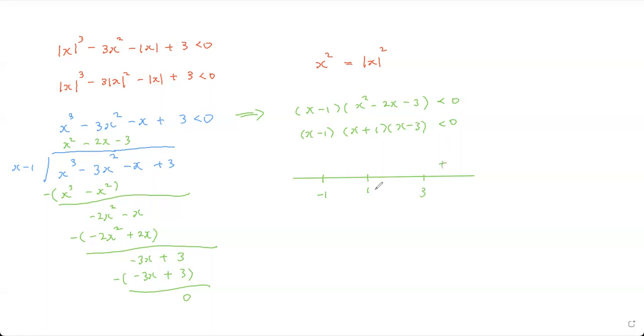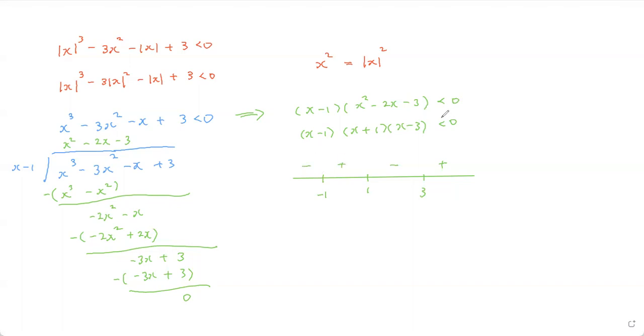Now I can choose any number between 1 and 3, let's say 2. I can substitute 2 inside here, the same thing, and I'm going to get a negative number. Then I'll choose a number between negative 1 and 1, maybe 0. So 0 minus 1 times 0 plus 1 times 0 minus 3. It's going to give me a positive number. Lastly, we do the same. Pick a number that is less than negative 1 here, substitute inside. You should get a negative number.